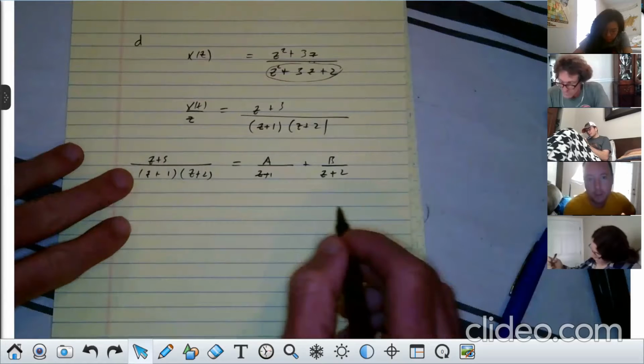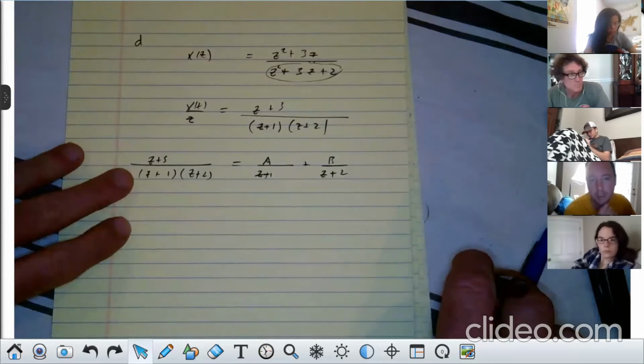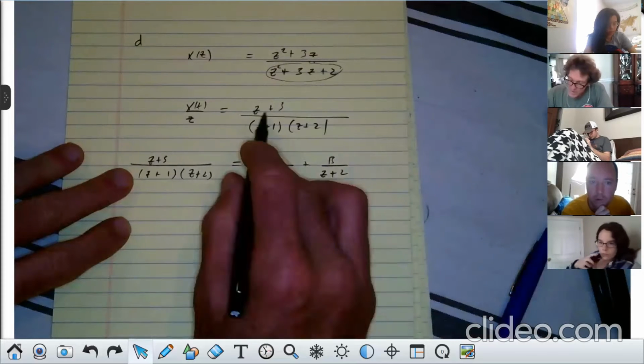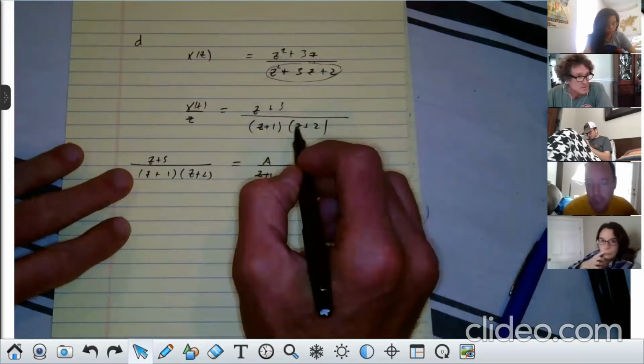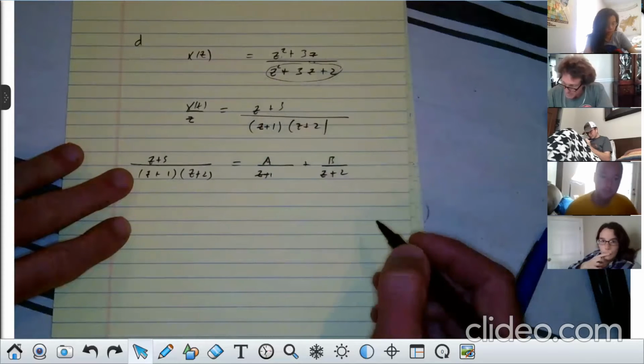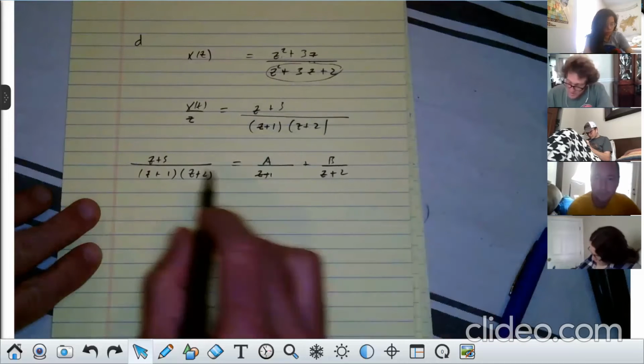I have a question, Dr. Baginski. When you divided by Z, is there supposed to be a Z on the right side as well, or no? When I divided by Z, the power here is dropped by 1. So Z squared becomes Z and 3Z becomes 3. That makes sense. Thank you. Remember, this is X of Z over Z.